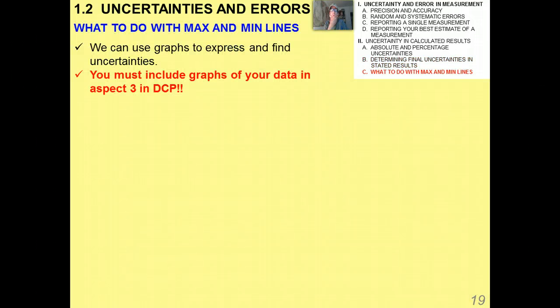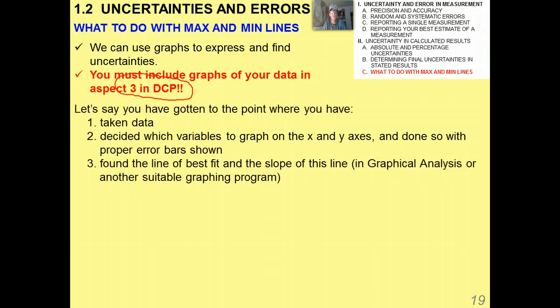All right, so I'm going to blow through this one really quick, the max and min lines, because we've already covered this in class. You can use graphs to express and find uncertainties, and we do this all the time. In fact, you're required to do it in the IB. You must include graphs of your data in aspect 3 of DCP, and you know what I'm talking about if you've checked out the lab rubric.